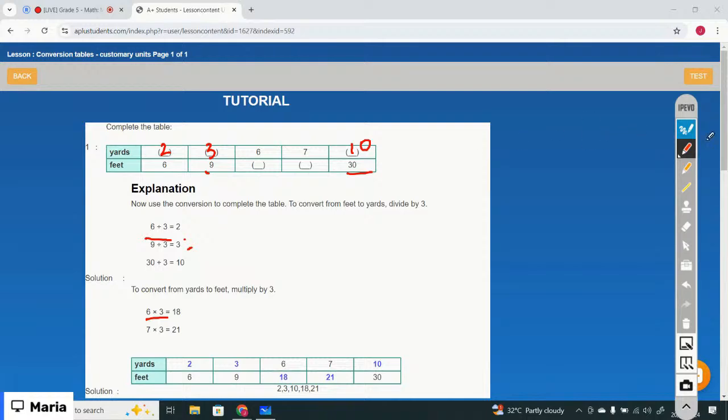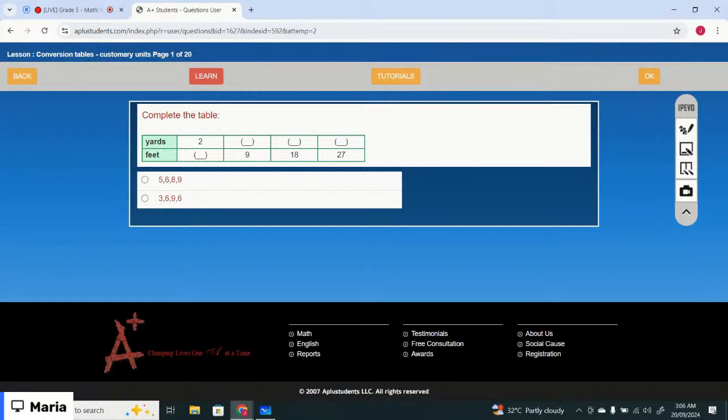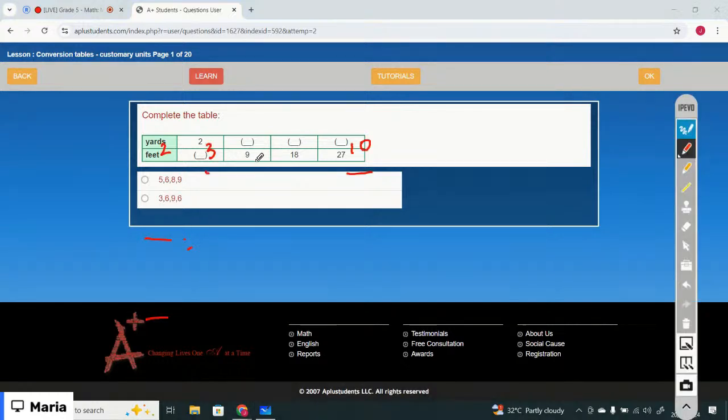Okay, let's just start with the test questions. You can have a look at the tutorial by yourself later today. They are already solved. The first one, you have to convert between yards and feet. Whenever you have to convert from feet to yards, you have to divide by 3. For these, you have to divide them by 3. 9 divided by 3 is 3. 18 divided by 3 is 6. And 27 divided by 3 is 9. So that is 3, 6 and 9.